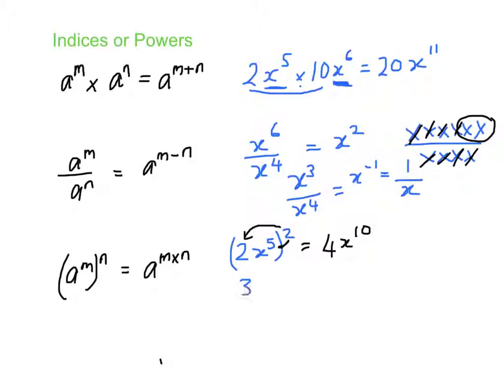If I have 3x to the power of 4, and then put that all to the power of 2. Okay, that power of 2's got to also apply to the 3, so 3 times 3, that's going to be 9 in the front. x to the power of 4 to the power of 2 is going to be x to the power of 8. And let's practice a few more examples.